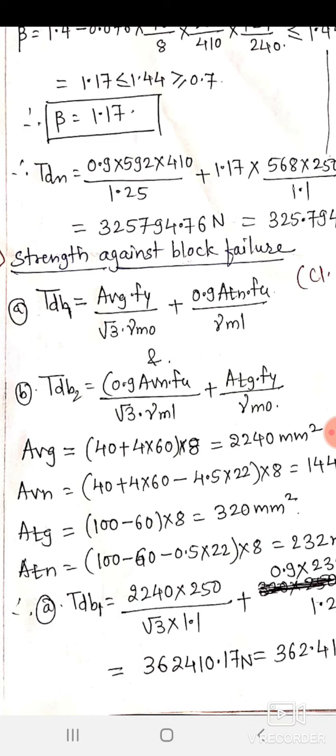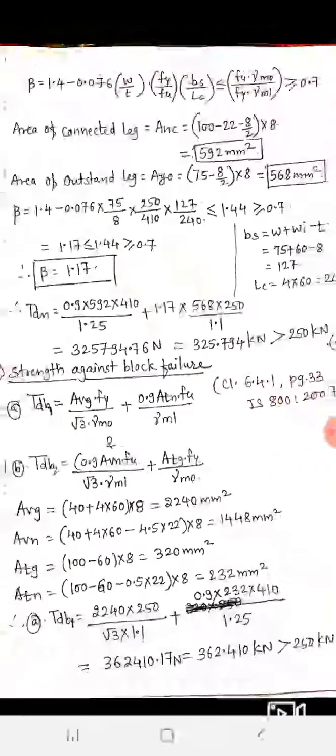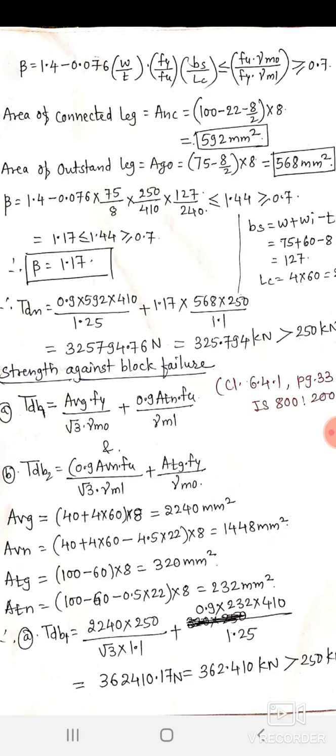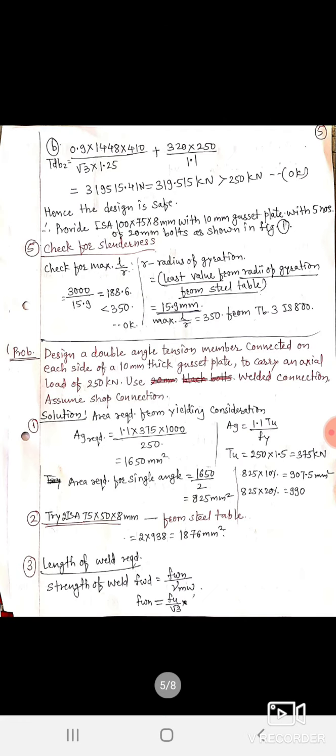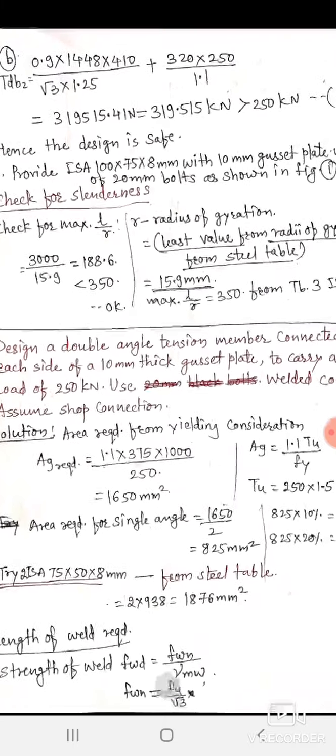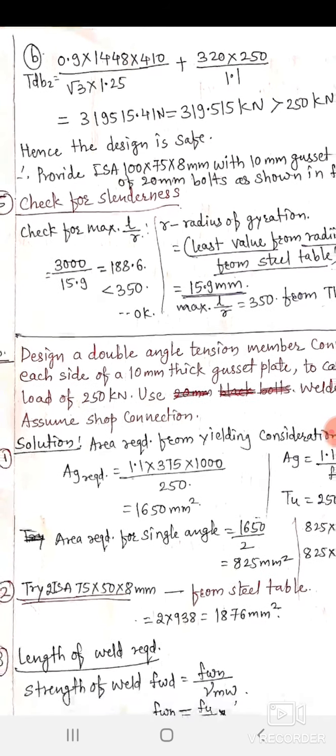After calculating the gross and net shear area and gross and net tension area, just substitute in the TDB1 and TDB2 formula. After substituting in TDB1, I am getting the answer as 362.410 kilonewton, which is again greater than 250 kilonewton. Similarly, TDB2, after substituting all the values, I am getting the answer as 319.515 kilonewton, which is again greater than 250 kilonewton. Hence, the design is safe.